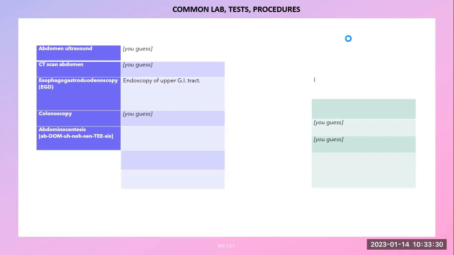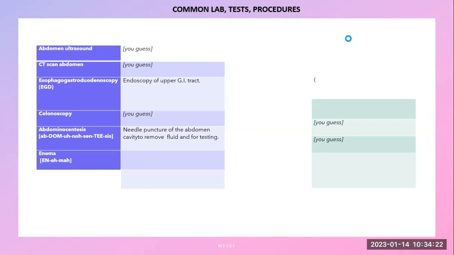So abdominal synthesis, okay? So synthesis, that means that you want to take something out, like you use the needle to take it out. I usually use paracentesis. That means it's similar to abdominal synthesis, but it's a stronger word. So synthesis, that means that you take some fluid out by the needle. Abdominal synthesis.